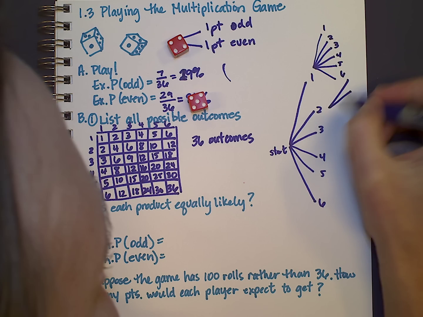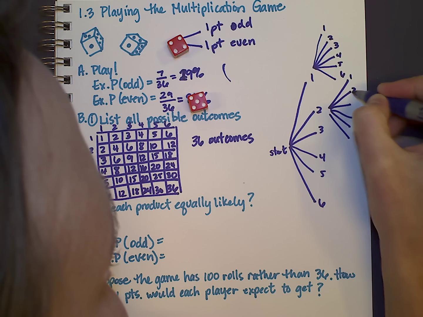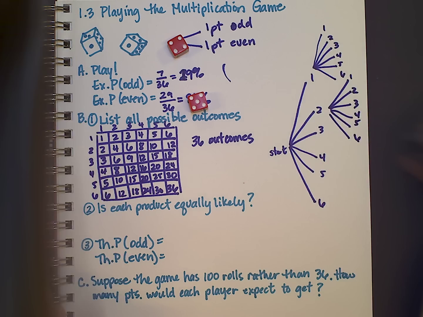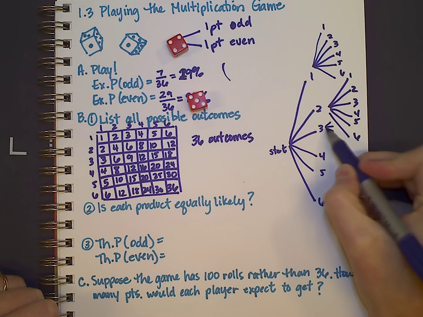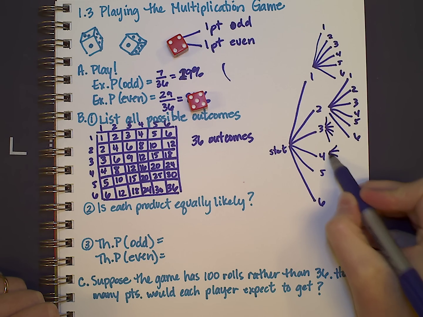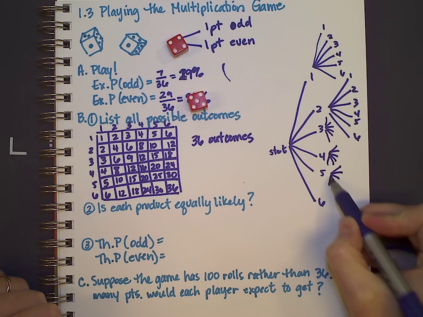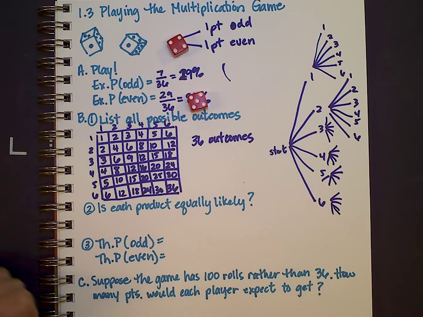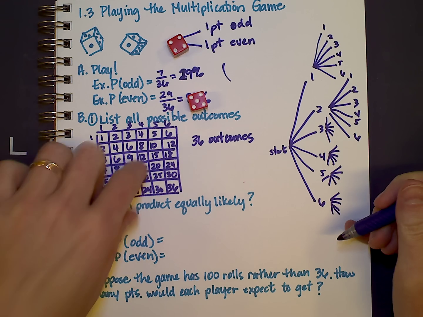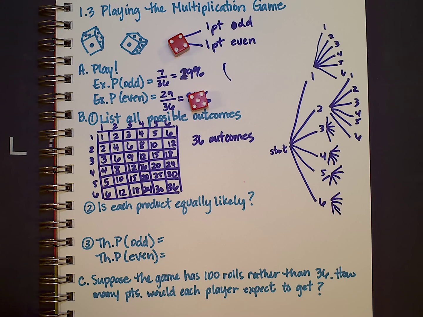So you can imagine that this is going to get pretty messy. But you would do that, of course, off of each of these branches. Okay, and I'm not going to complete it all since I have my 36 outcomes here. I think that'll be all right.